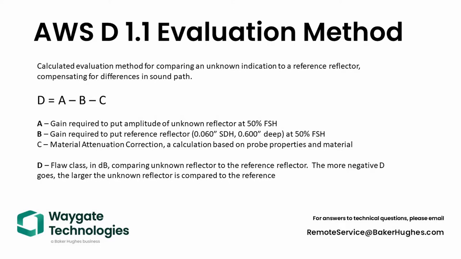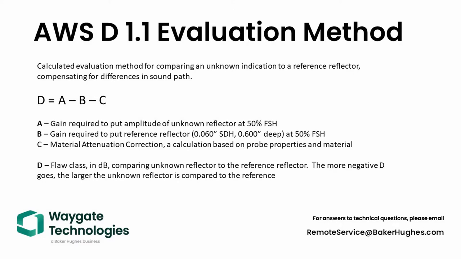Parameter A is the flaw gain. That's the gain that would be required to get the echo for the signal under evaluation to 50% screen height. Parameter B is our reference gain: how much gain did it take to set our reference indication to 50% screen height? C is our sound attenuation factor, and that is partially modeled on the probe, partially modeled on the attenuation of material, beam spread, and so on.